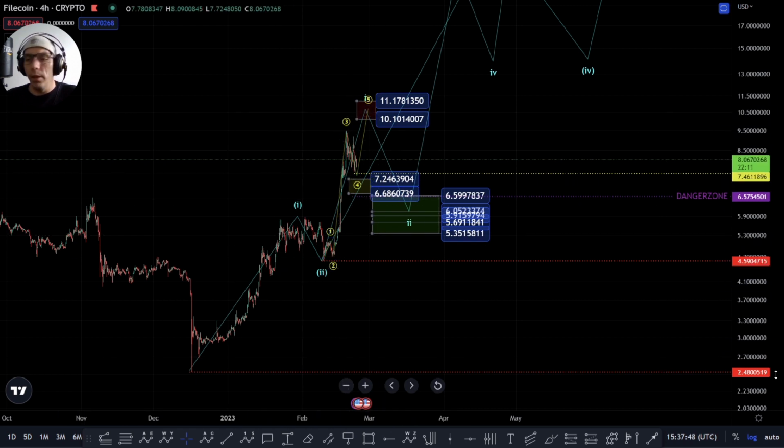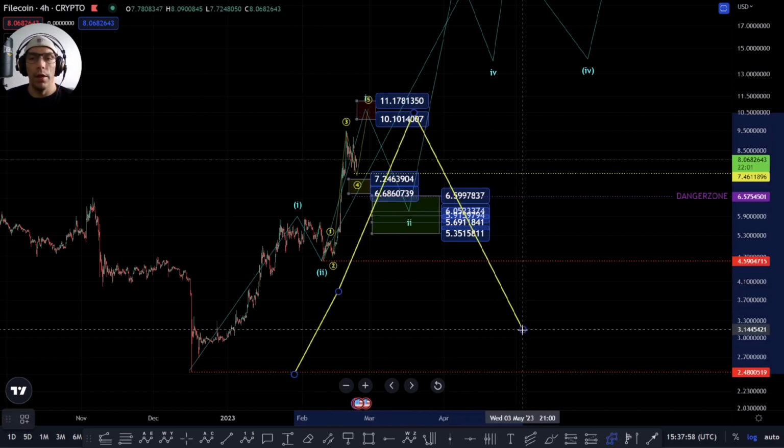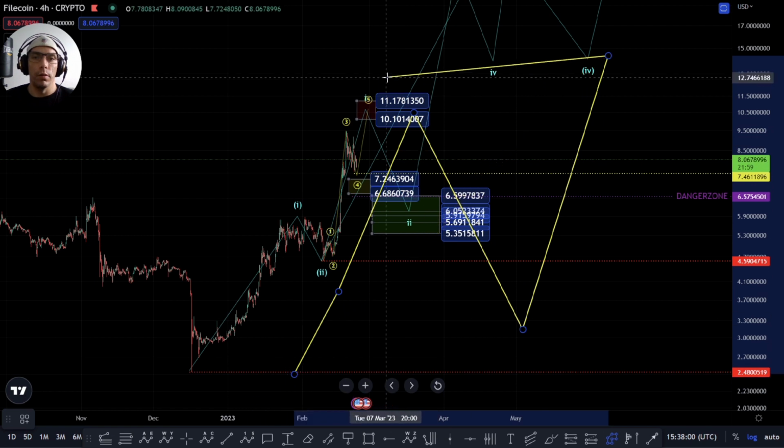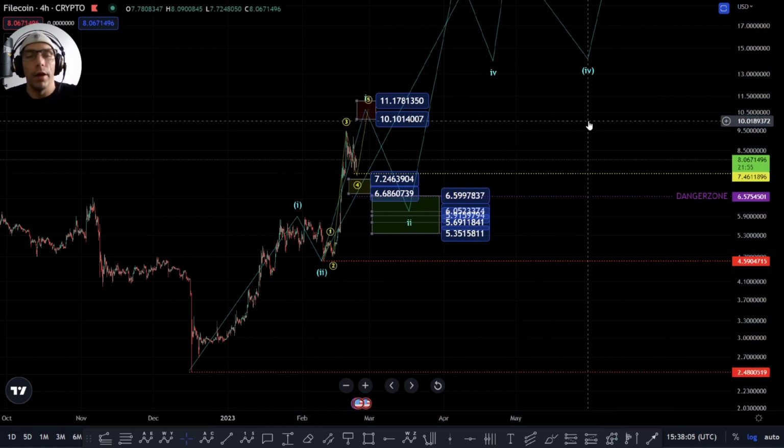So yeah, but really until we actually break this 248, we do have that potential for actually having some more bullish potential to the upside here, where we could still see this play out as an A, B, and C, or alternatively a 1-2, and then look for that push to the upside for wave 3. Okay, I'm going to leave the video there.